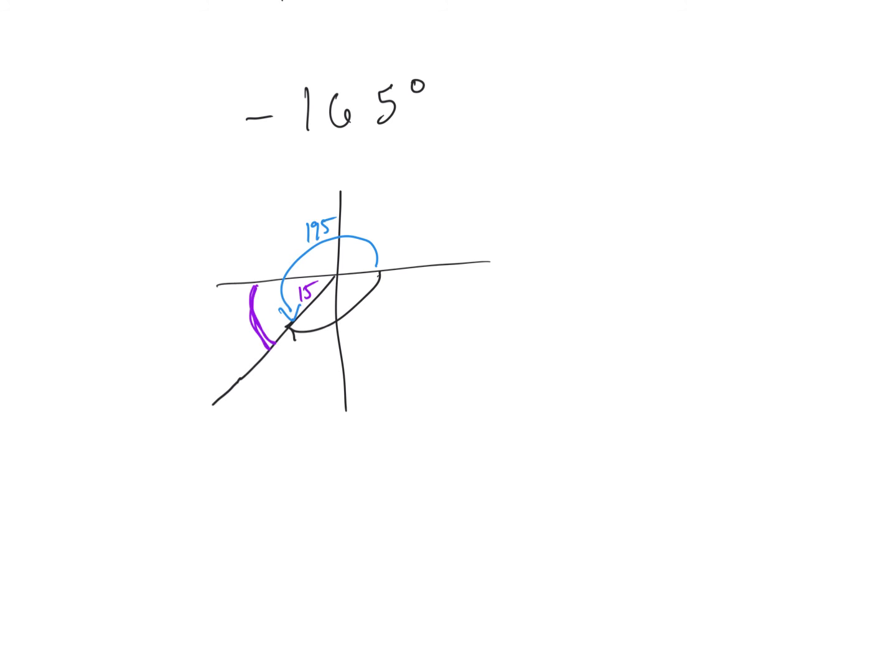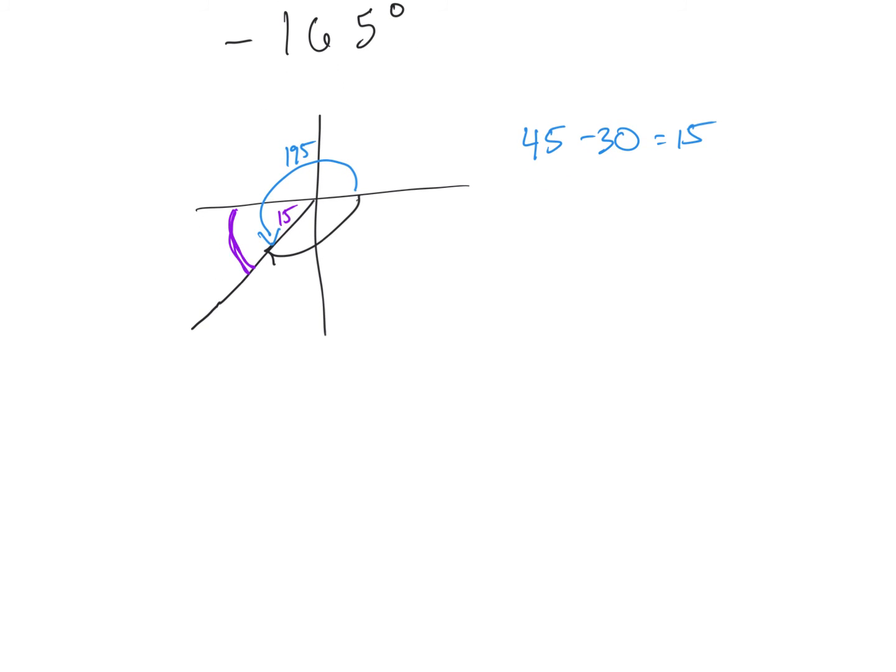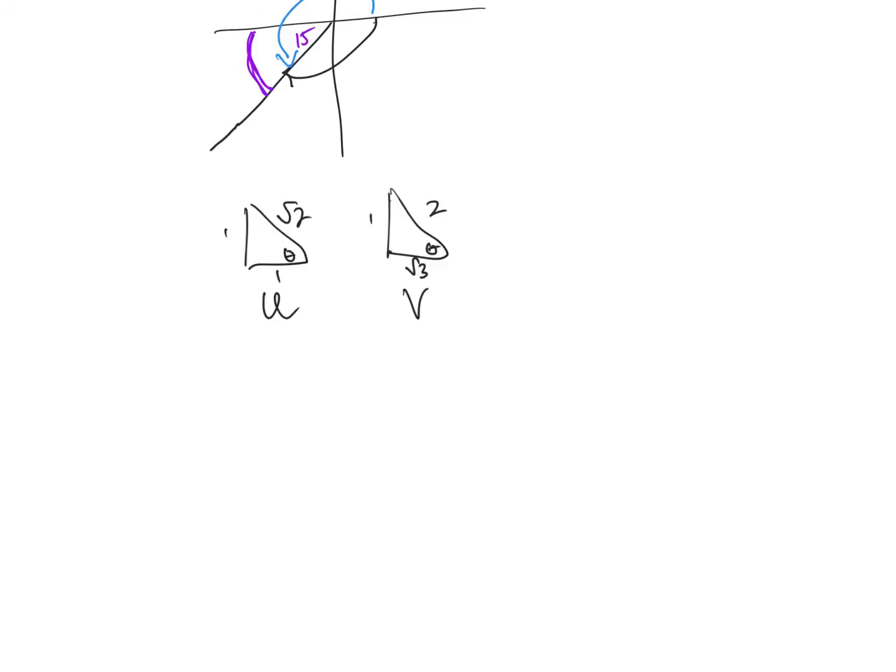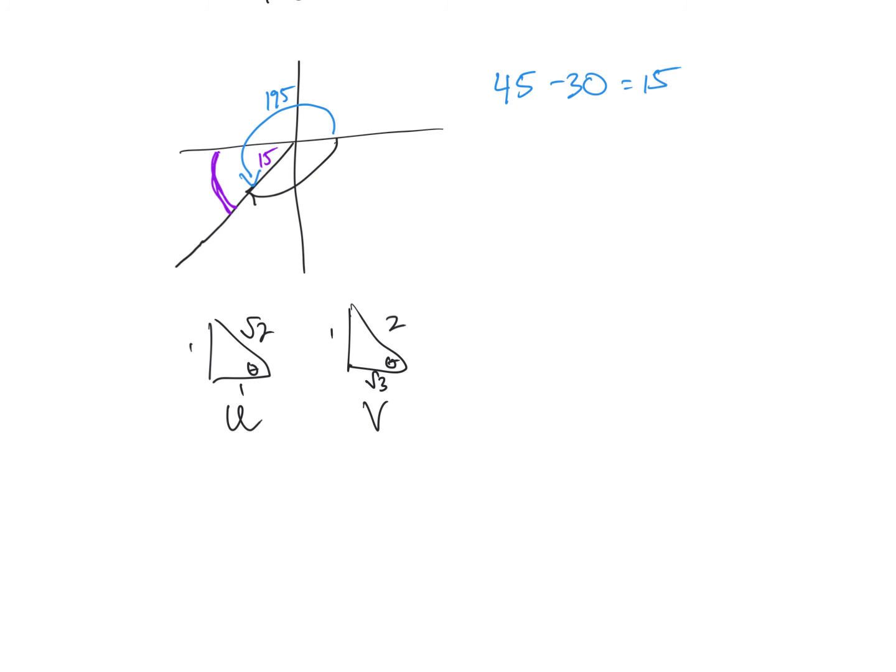So how can I get 15 degrees with what I have? Isn't 45 degrees minus 30 15? So I can get 45 and 15. So let's draw the angle triangles. So this is going to be U, and this is going to be V. My angles are 45, so 1, 1, root 2. 30 is going to be 1, root 3, 2. In that specific order, since I'm using a subtraction, order is vitally important.